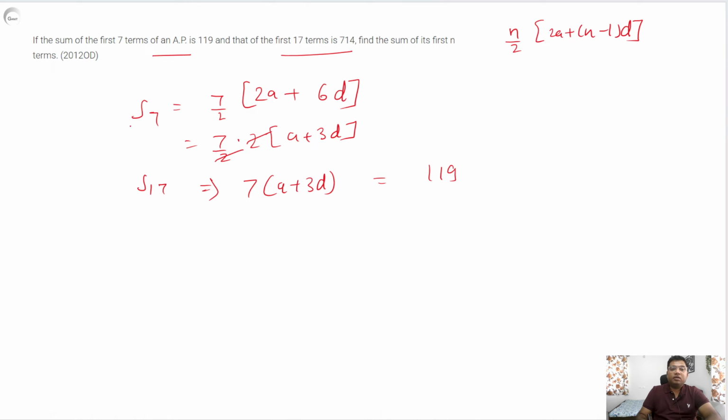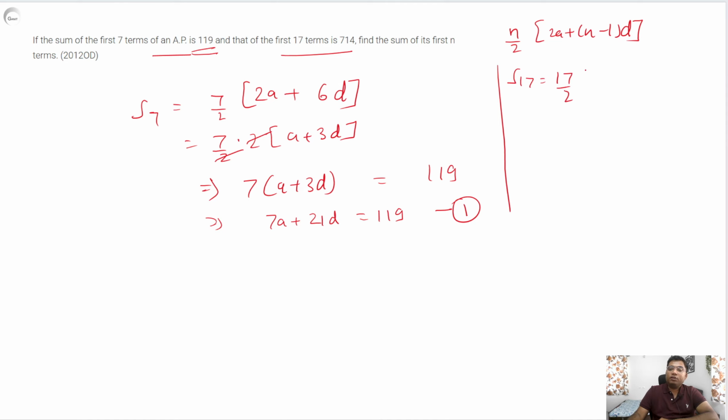So that's what they said, right? One second. So they had mentioned that 7 times a plus 3d is equal to 119. The sum of the first 7 terms of an AP is 119. So if you simplify this, you will get 7a plus 21d is equal to 119, equation number 1. Remember, I'm going back to that same concept. I'm creating simultaneous equations and I will get rid of the variables, and I'll have my answer. But for any answer to be found, I need the values of a and d. Do not forget that.